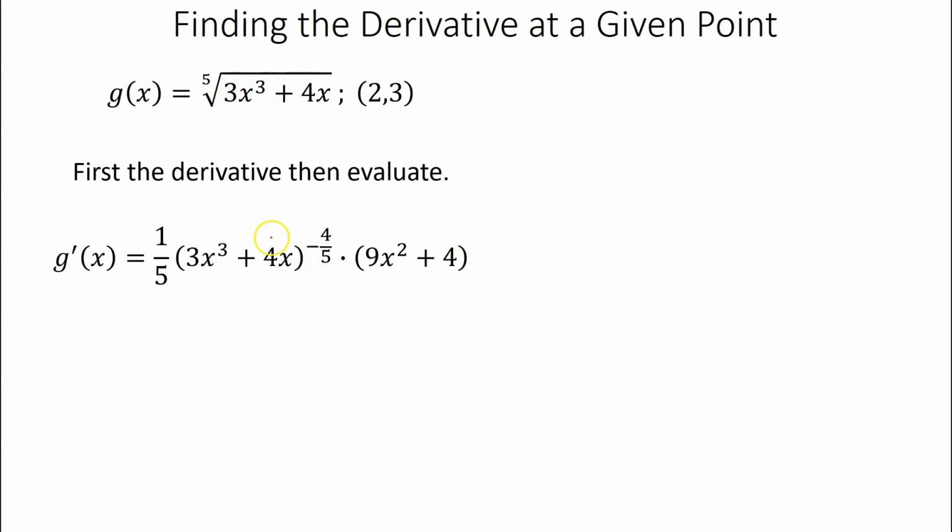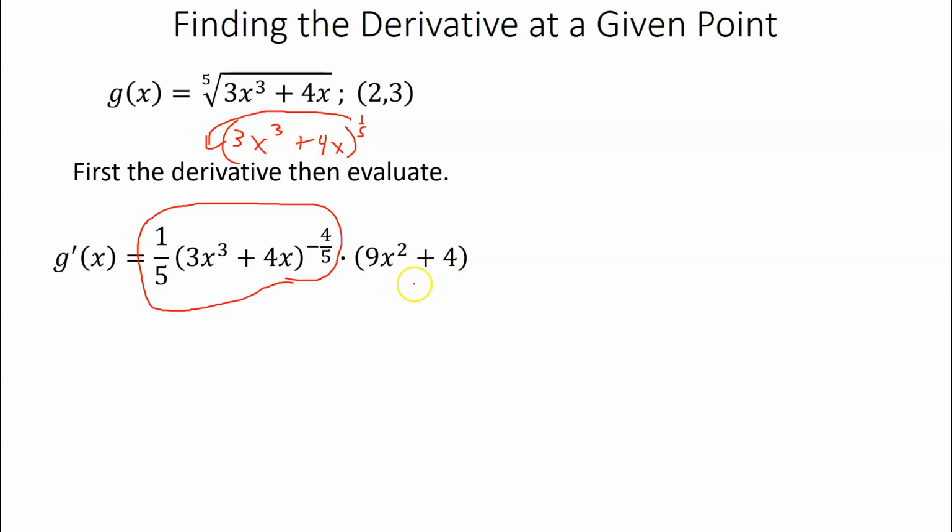So you probably want to think of this as 3x cubed plus 4x all to the 1/5 power. That'd be a fifth root. So the power comes out in front. This is the derivative of the outside, reduced by 1, which is going to give me negative 4/5. So this is my derivative of the outside. And then you look to the inside. So that'd be 9x squared plus 4 right there, the derivative of the inside.